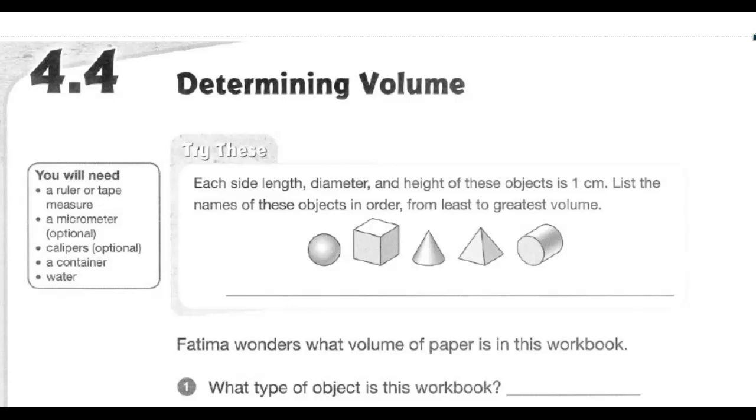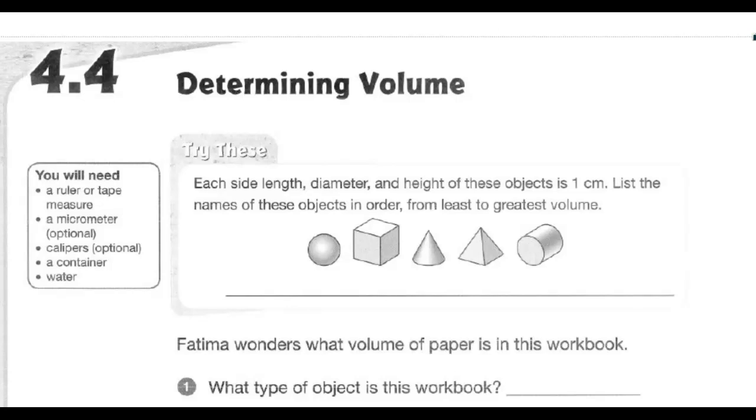Okay, so this chapter is determining volume, which is what we've kind of been doing already, but it's maybe doing some actual measurements yourself in order to calculate them, but still using the same formulas that we have been. You'll notice on the left it says what you'll need, so we're going to keep it to a ruler. So if you can grab a ruler, you can do some of these measurements as well.